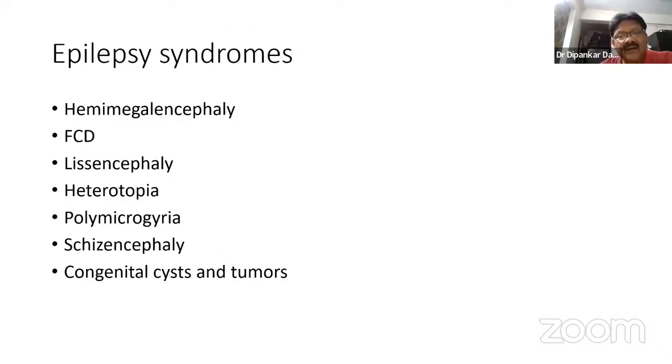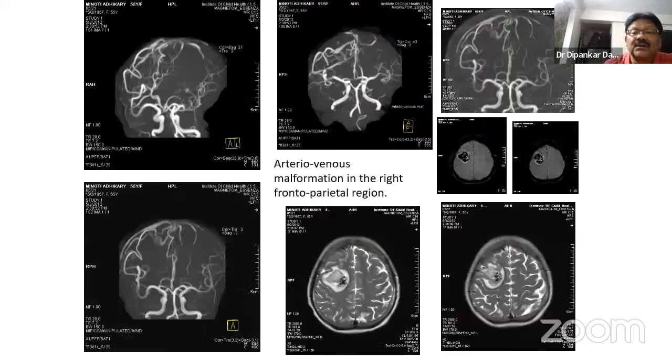Other malformations which give rise to epilepsy syndromes are hemimegalencephaly, focal cortical dysplasia, and cortical organization defects like lissencephaly, heterotopia, etc. I'm discussing those in the subsequent part. But before that, just have a look at arteriovenous malformation.